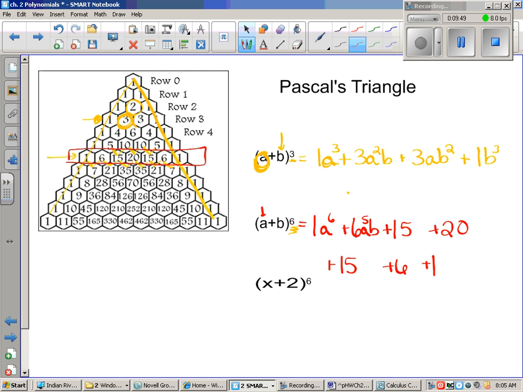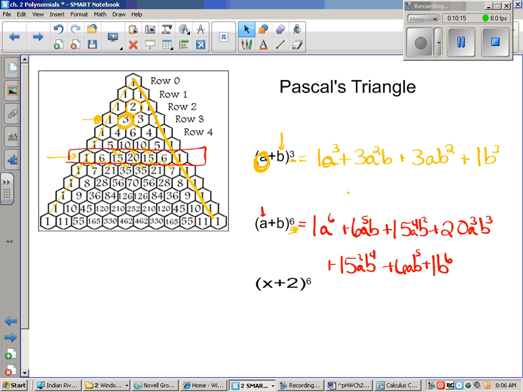The 15, that's the coefficient part. The a is going to go down to 4, and the b is going to go up to 2. 20, it's a cubed, b cubed. The next term is going to go down to a squared. Notice my a's are continuing to go down, and the b's are continuing to go up. And then it goes a to the first, and b to the fifth, and lastly would be b to the sixth.